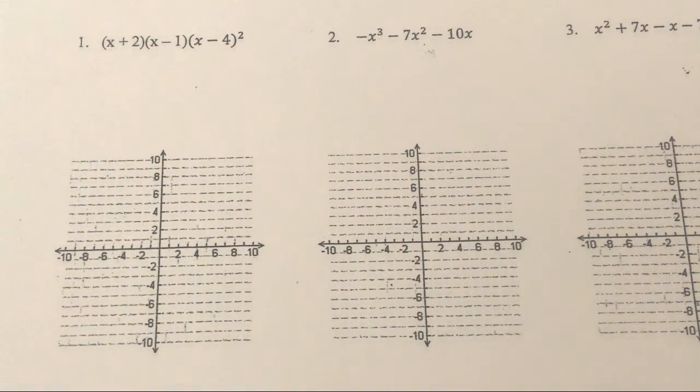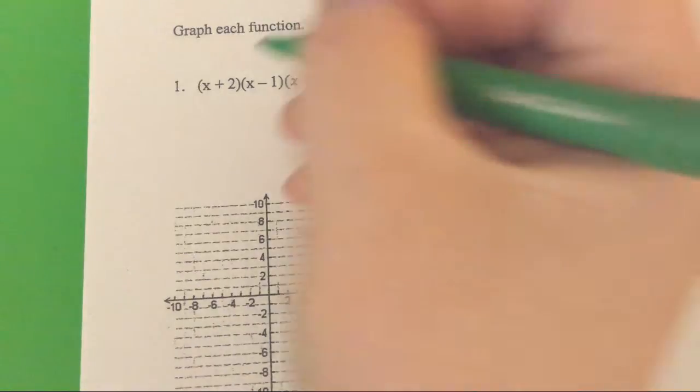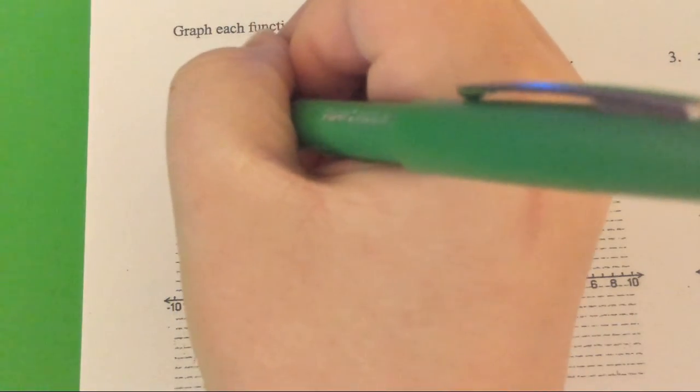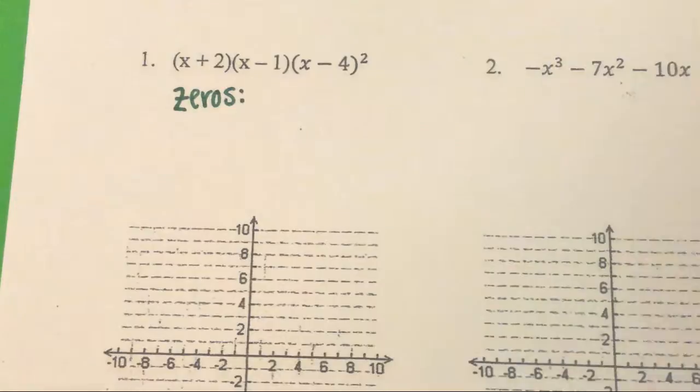But there are things we talked about that help us graph that will be on the test tomorrow. For instance, something we talked about when we are given an equation is we need to know the zeros. What are the zeros on number 1?